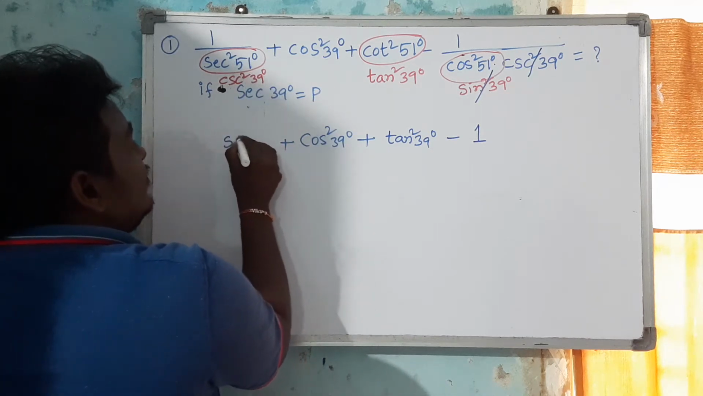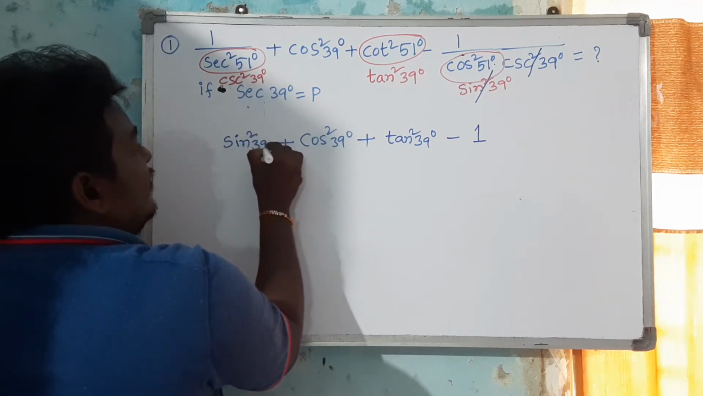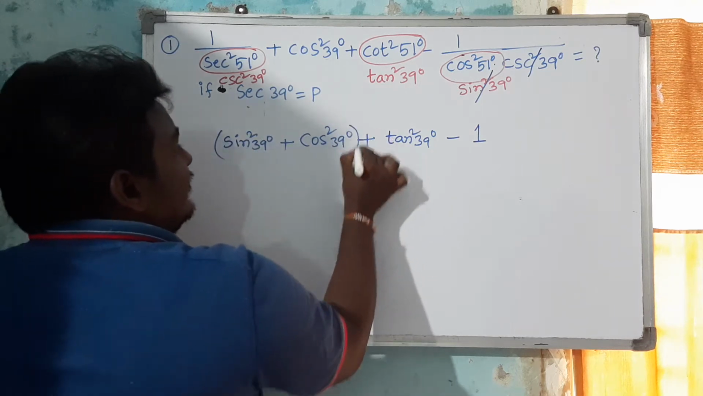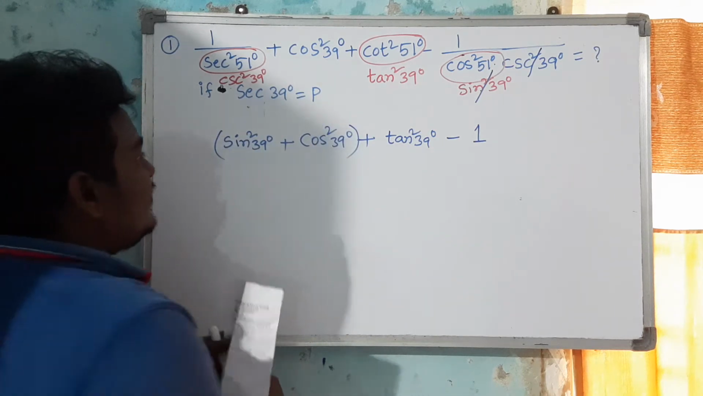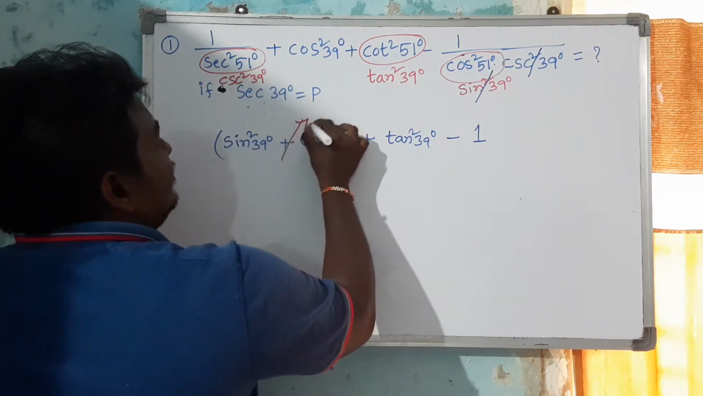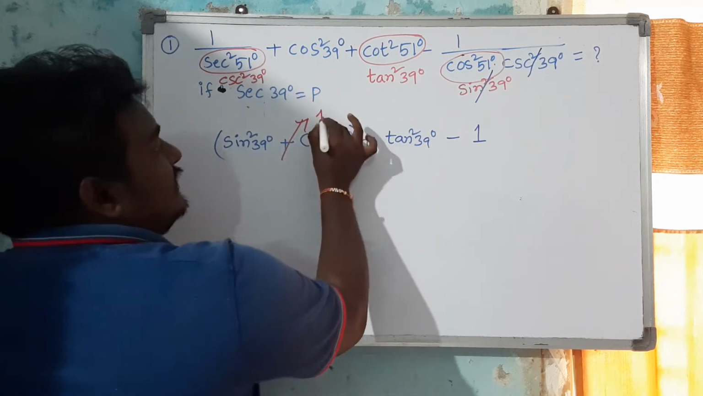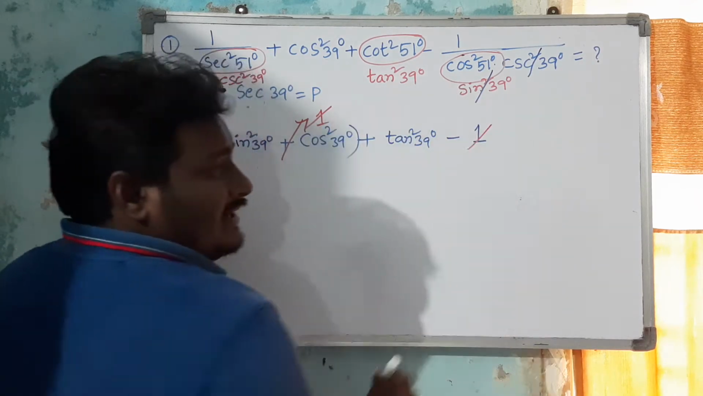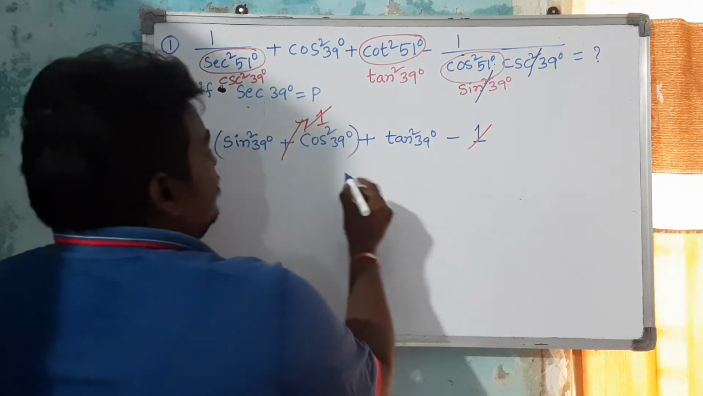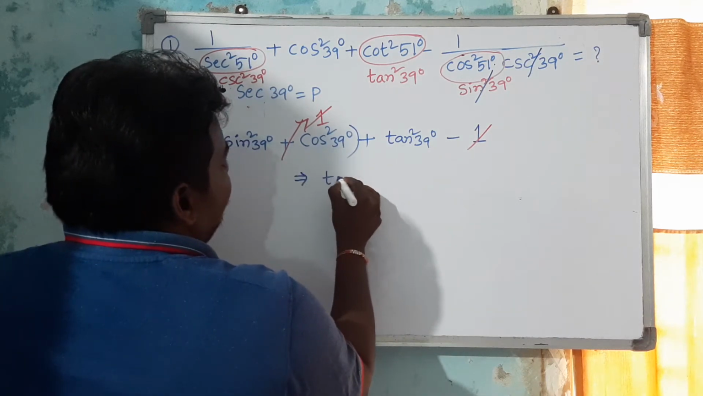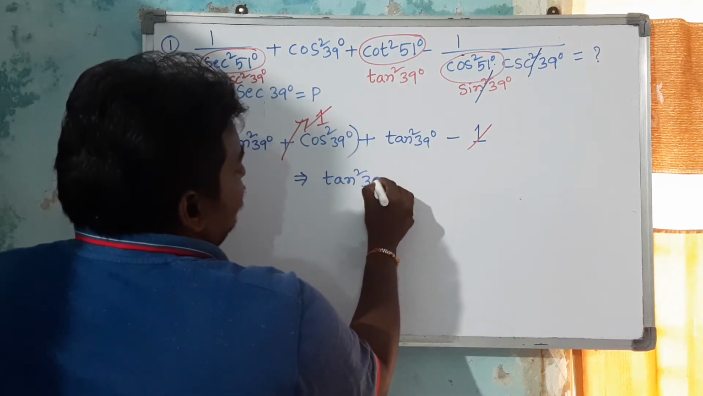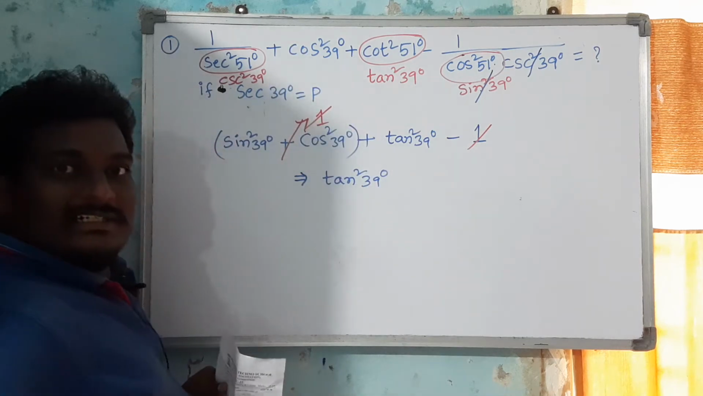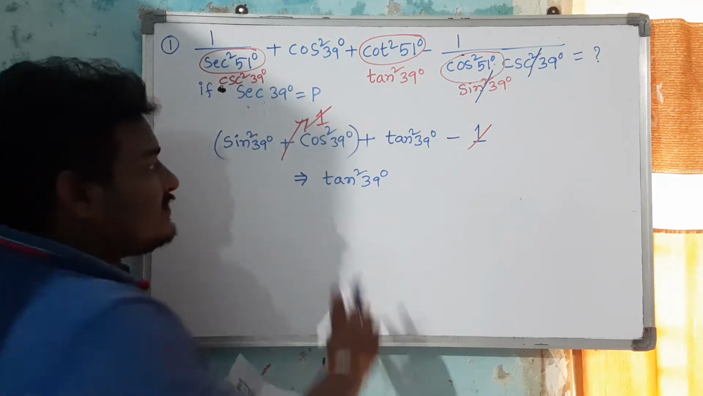1 by cosecant square 39 is nothing but the reciprocal of cosecant, which is sin, so sin square 39. If you clearly observe, sin square 39 plus cos square 39 equal to 1. So 1 is here, 1 minus 1 cancel, 1 minus 1 is 0. So the remaining one is tan square 39. That big monster question gives a simple expression, tan square 39.